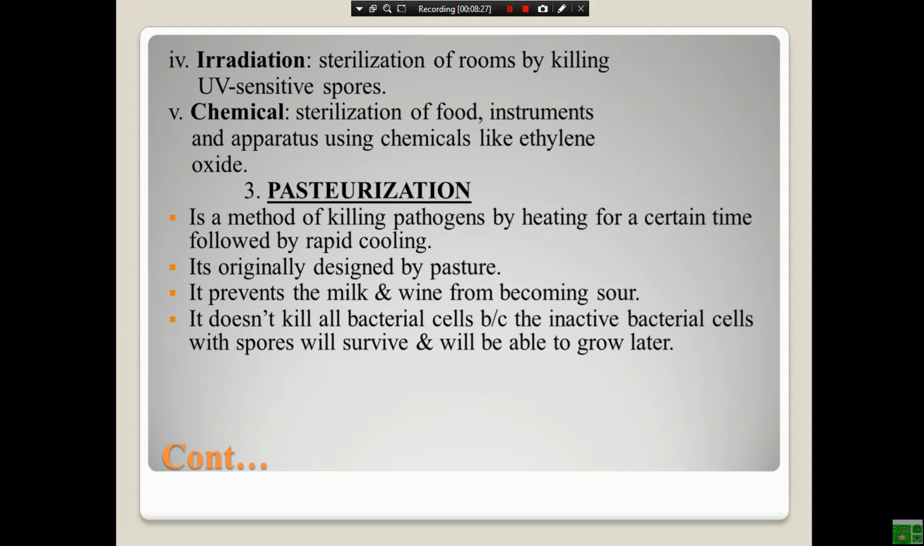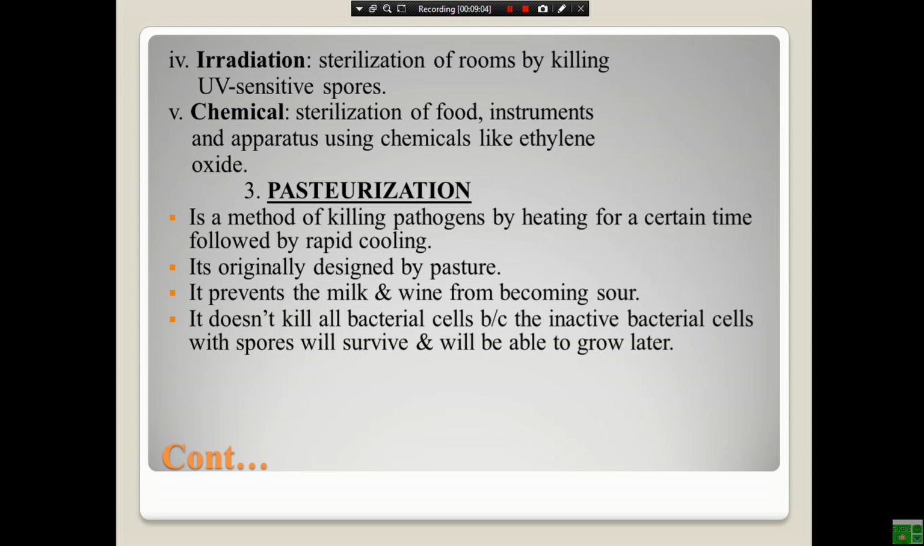Students, now we come to the last topic of this lesson. The third type of microbial control is pasteurization. Pasteurization is a method of killing pathogens by heating for a certain time, followed by rapid cooling. It was originally designed by Louis Pasteur. It prevents milk and wine from becoming sour. This method doesn't kill all bacterial cells, because inactive bacterial cells with spores will survive and be able to grow later.